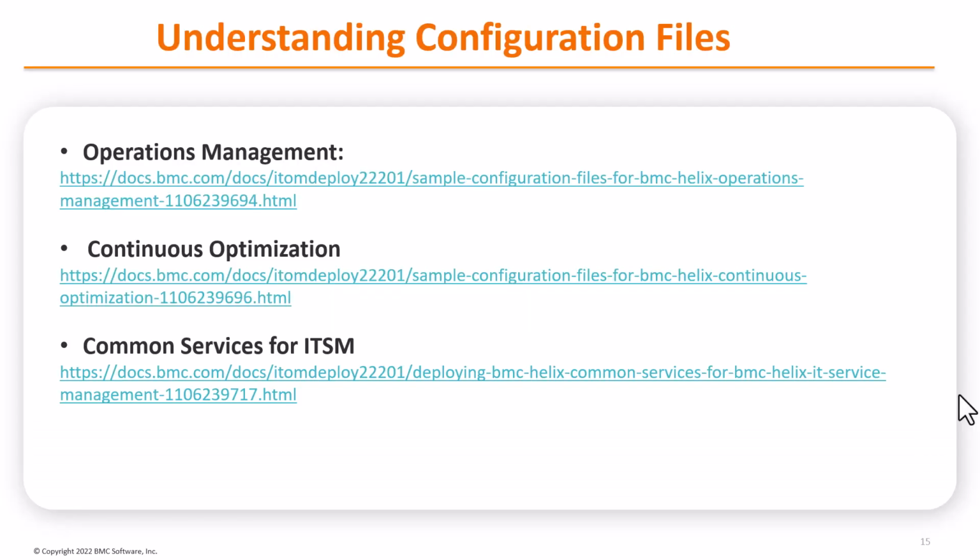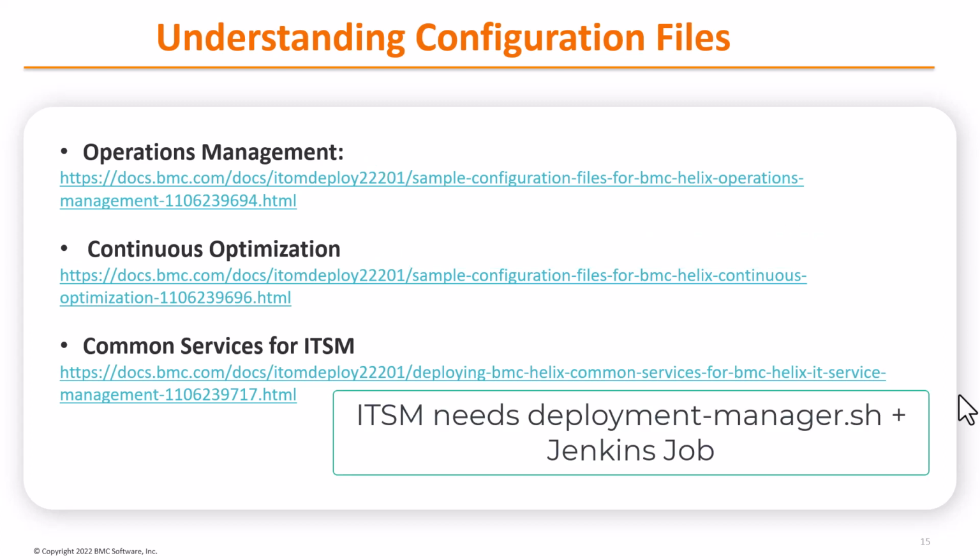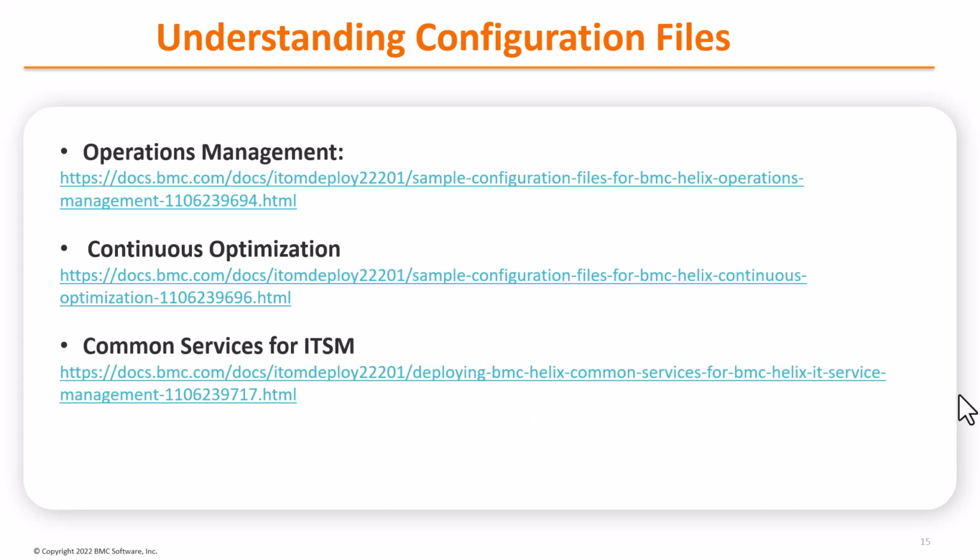Note that continuous optimization and operation management can be installed using the same installer and the same work process. But in the case of ITSM, you first need to install the common services, and then the rest of the steps for installing the ITSM happen. We'll cover the Jenkins pipeline and its validation for the ITSM in the next videos. Let's check those configuration files for now.